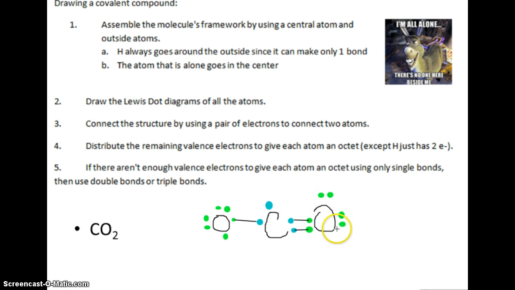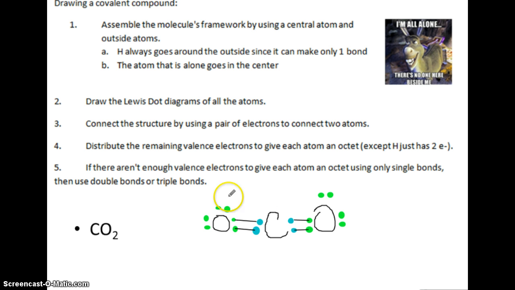So 1, 2, 3, 4, 5, 6, 7, 8. Is this oxygen happy? Yes. All right, so our carbon has 1, 2, 3, 4, 5, 6, 7. Not happy. Oxygen, 1, 2, 3, 4, 5, 6, 7. Not happy. They each want one more. So my electrons are going to move around.